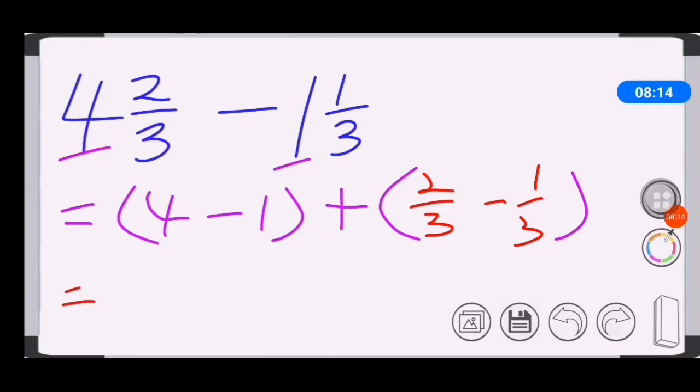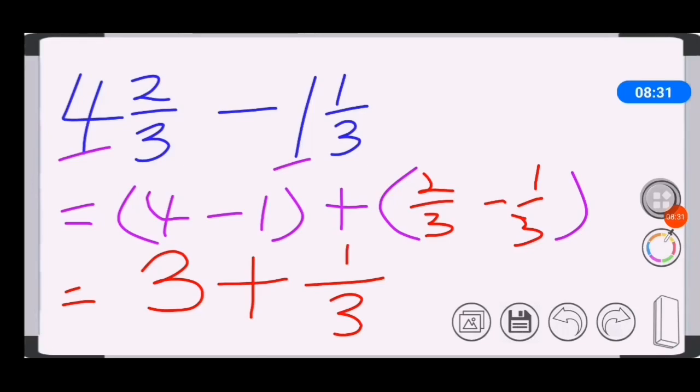Okay, so let's continue. 4 minus 1 will give us what? A 3 whole. Plus 2 over 3 minus 1 over 3. Denominators are the same, 3, 3. We choose 1. Then we subtract the numerators. 2 minus 1, it's a 1. So our answer is going to be 3 whole 1 over 3, like that. Just as we got for the first. So these are the two methods in which you can solve this.